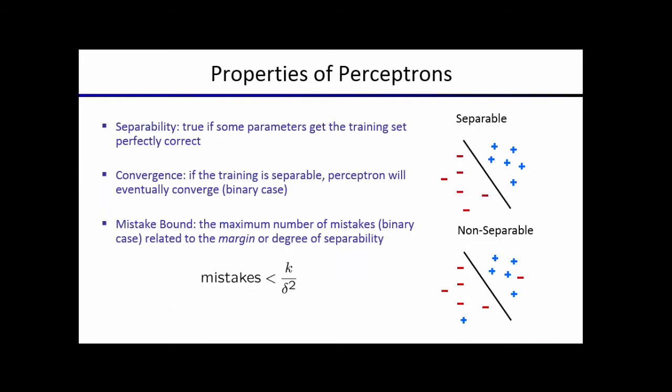Separability is defined as whether or not there exists a hyperplane between the positive examples and the negative examples. If a separator exists that's correct for all the training data points, then they're separable. And there's a guarantee that in the binary case, the Perceptron algorithm will always find this hyperplane. We'll always find the hyperplane that does separate the points.